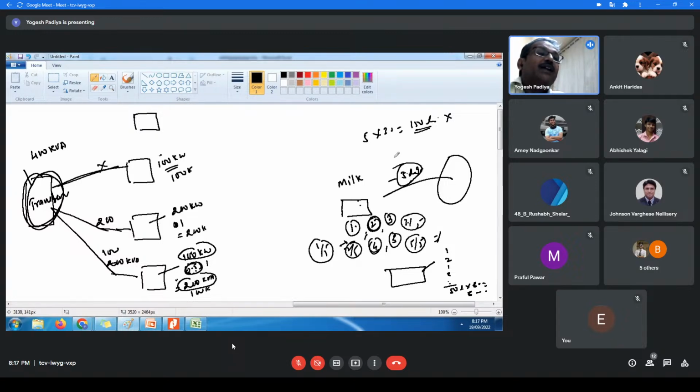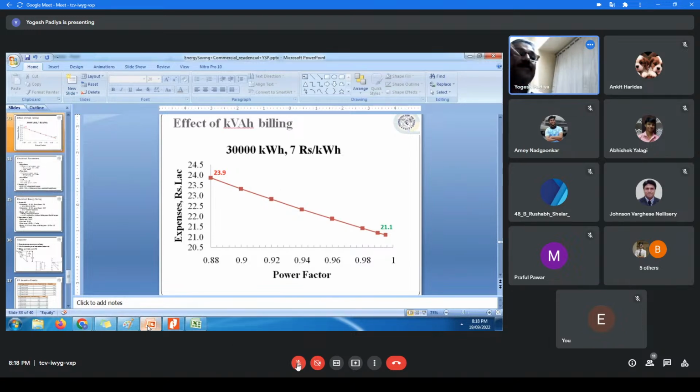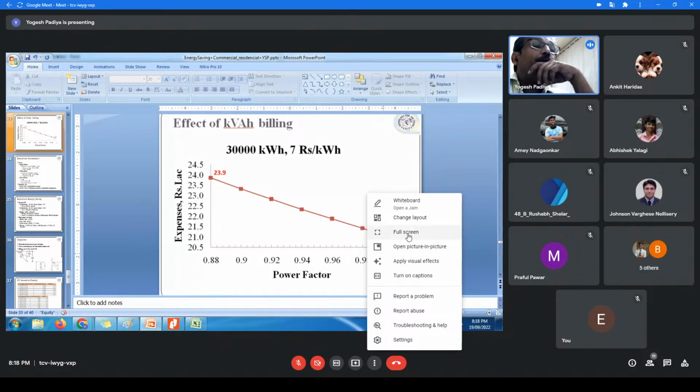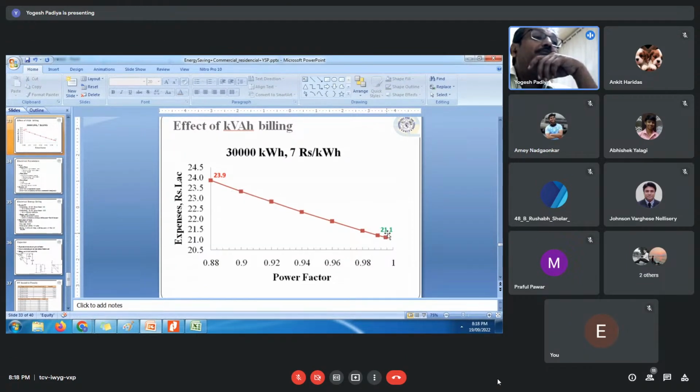So earlier the billing was in kWh, now billing is in kVAh. So electricity nowadays is charging you on kVAh, not kWh. Because of that, if the power factor is low, you are penalized. Understood, guys? Yes, sir. If you have a power factor of 1, then your bill may be 21 lakhs. Otherwise, your bill will be 23 lakh if your consumption is this much.